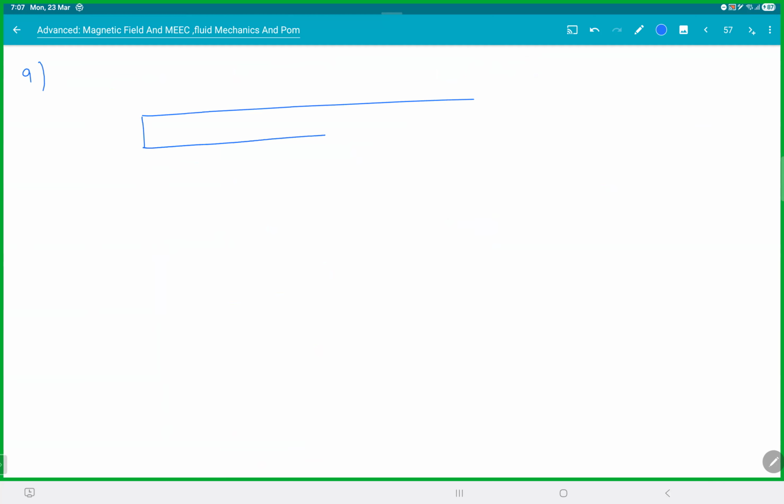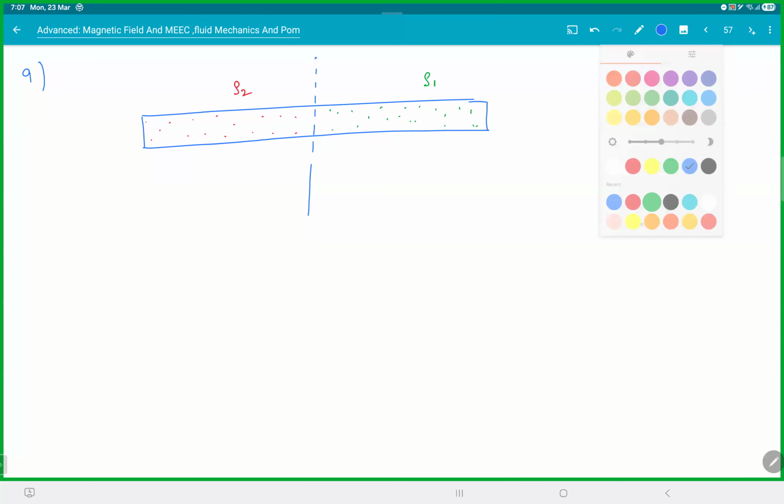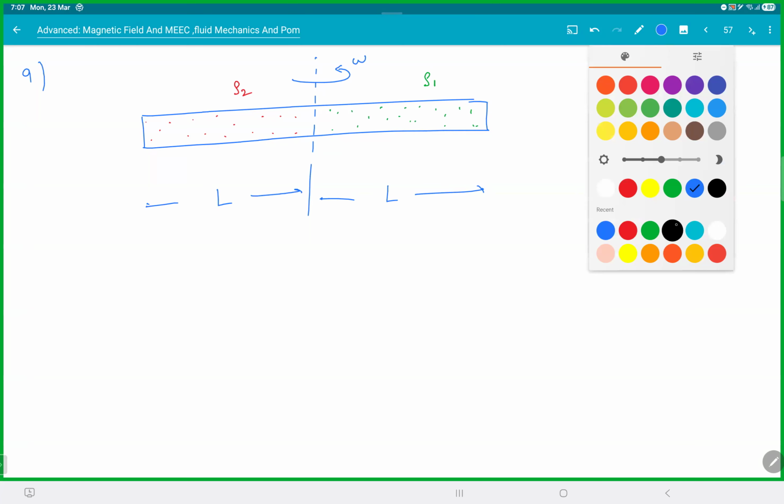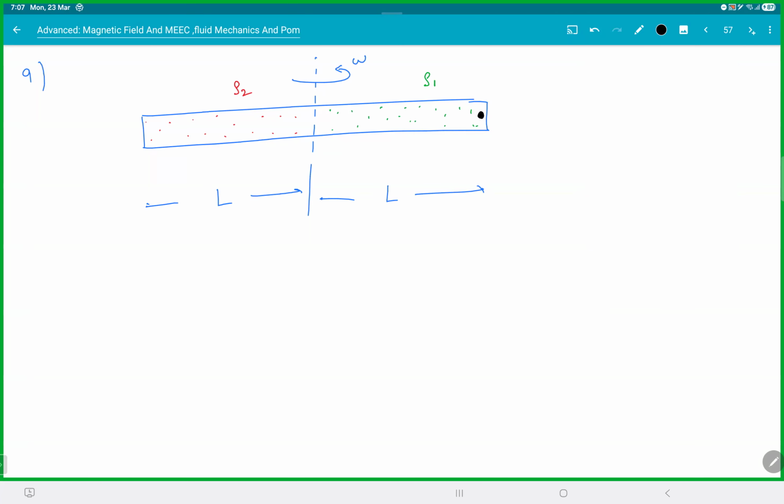So we have a big cylinder. One side we have a liquid, rho 1. The other side we have another liquid, rho 2. The liquids are not mixing, right? This whole setup is rotating with omega. This length is L and this length is L. And here on this corner, you kept a ball. It's a small ball. You can ignore the volume.